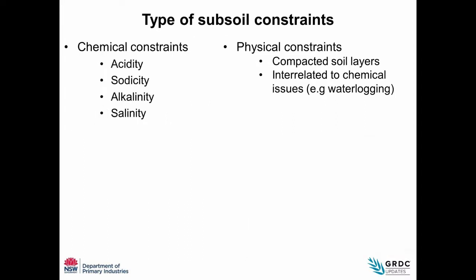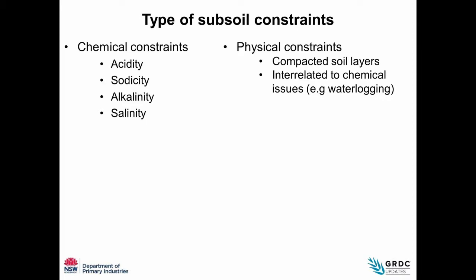The types of subsoil constraints can basically be divided into two categories. Chemical constraints, the most important ones for Australian systems being soil acidity, sodic soils, high pH soils, or issues with salinity. And physical constraints can be divided into compaction and waterlogging. In most cases, these two are interrelated.